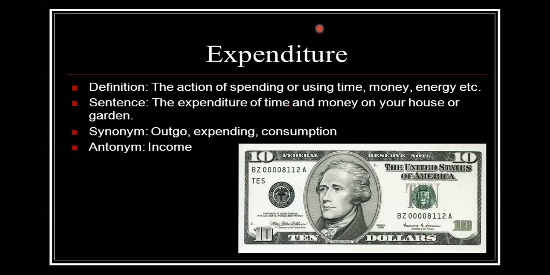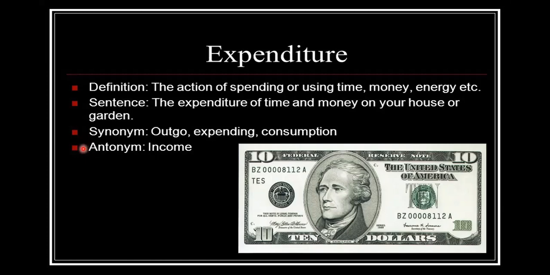Expenses, expenditure. Let's read this. Let me see, who hasn't read anything yet? Naomi, please read this, expenditure, definition. Okay. Expenditure definition: the action of spending or using time, money, energy, etc. Sentence: the expenditure of time and money on your house or garden. Synonym: outgo, expending, consumption. And antonym: income. Thank you very much, Naomi.